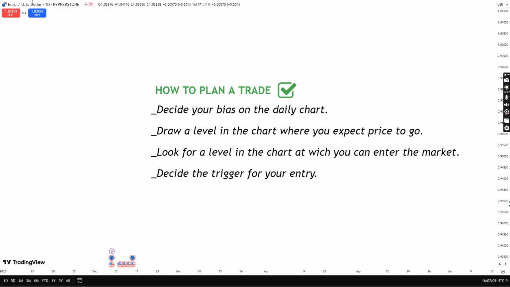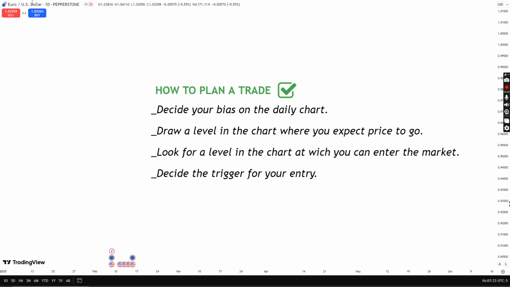Once you found this, you decide the trigger for your entry. So once price comes at your level, what you want to see to enter the market. So maybe you have an imbalance, you want price to come to the imbalance, get back, give you a fair value gap, test that one, and then enter there. Okay, so by the way, it depends on your side of trading.